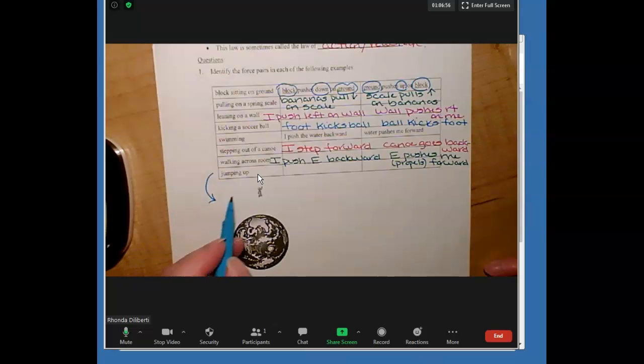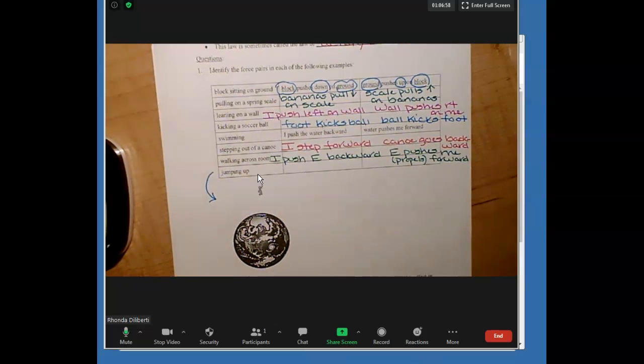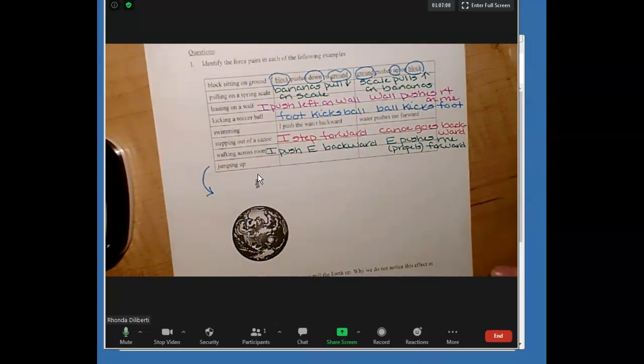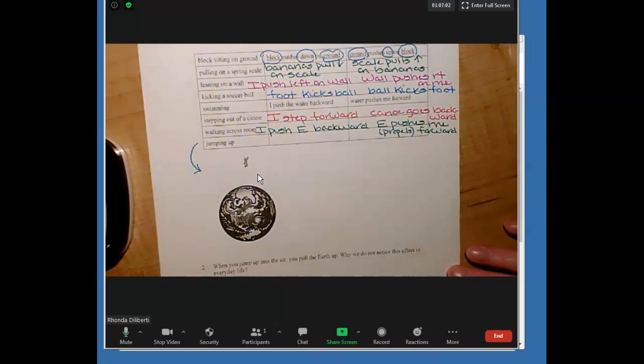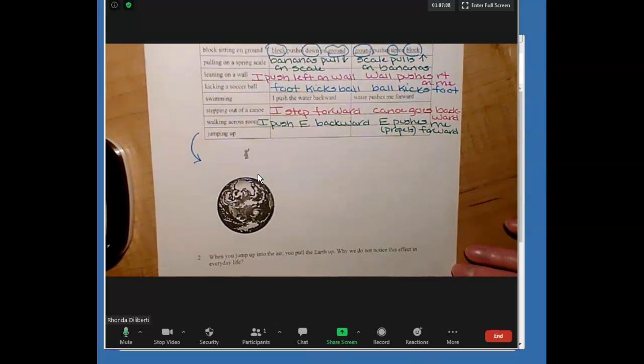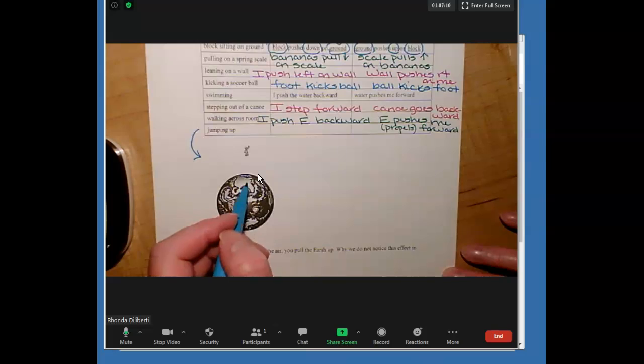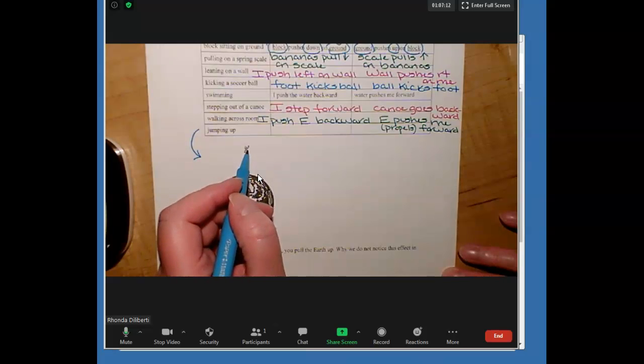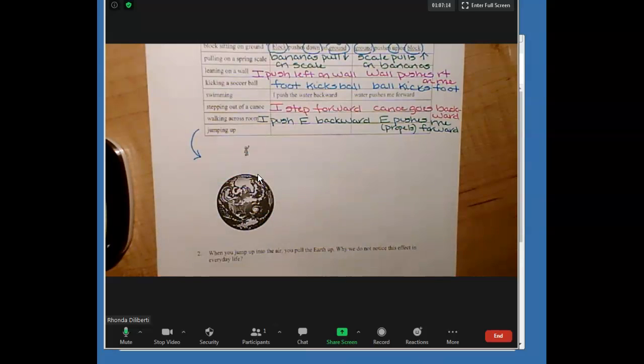And so this is my picture of jumping up. When you start to not believe it, sometimes you just have to look at it from a different perspective. So this is the earth. This is you, and we're going to pretend that you can jump up really, really high. Okay, so you're going to jump up here. So when you're up here, you and I know that you're going to come back down.